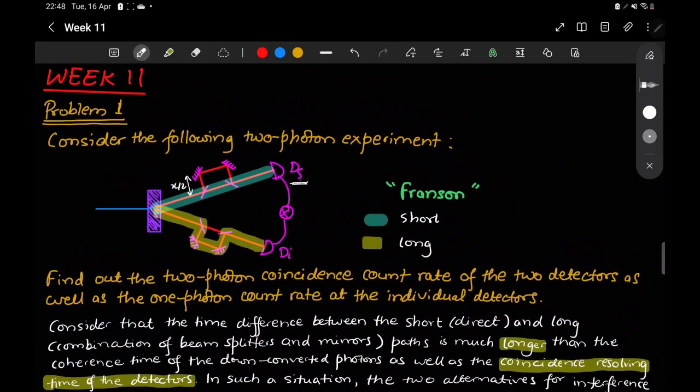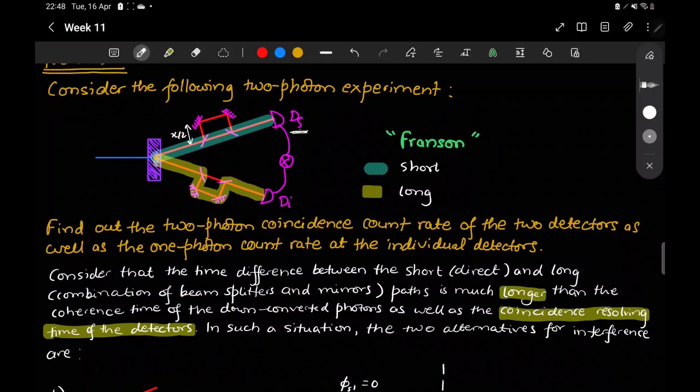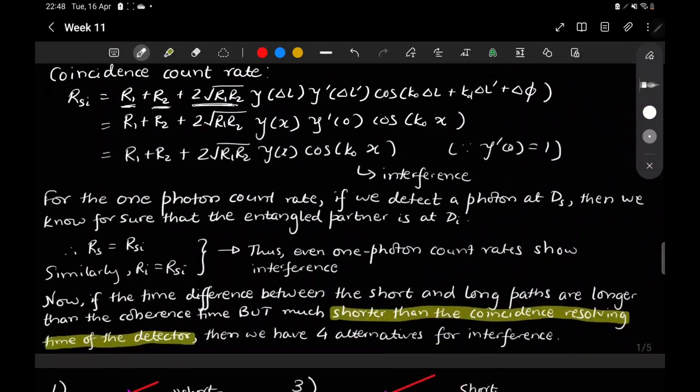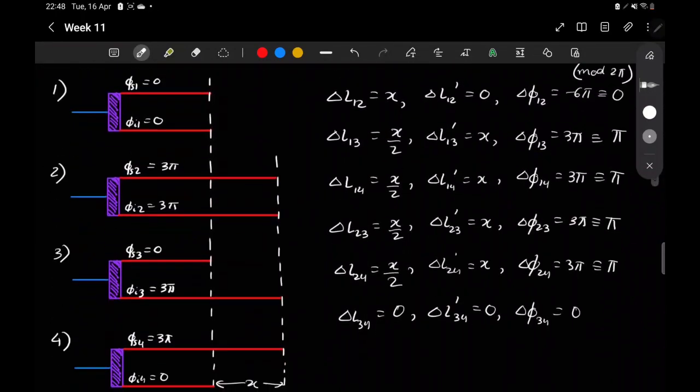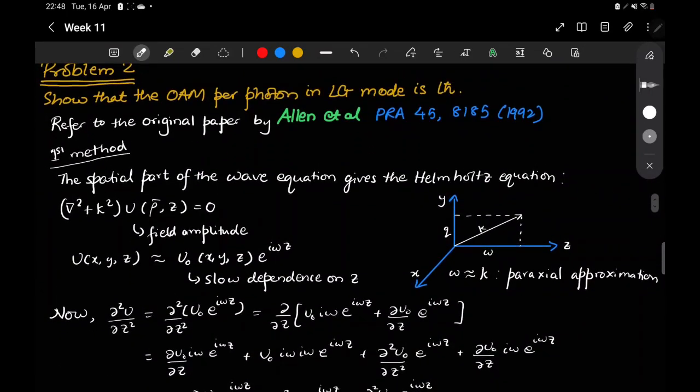Yeah, so in this week we saw a different kind of interference experiment setup, the Fresnel interferometer, and then we saw Allen's proof for a photon having orbital angular momentum l h cross per photon in LG mode.